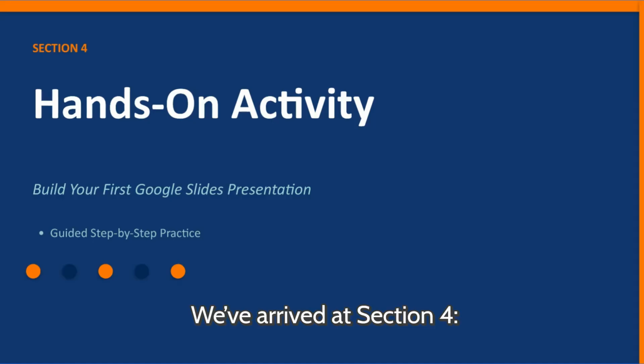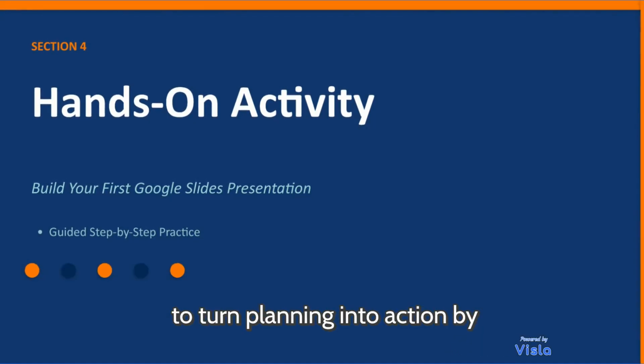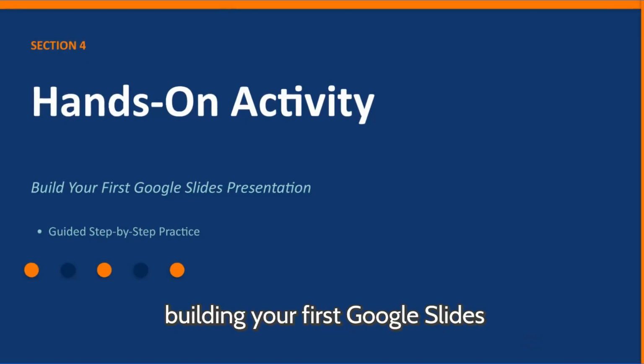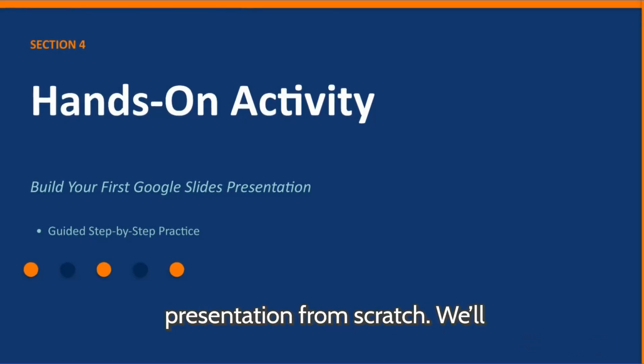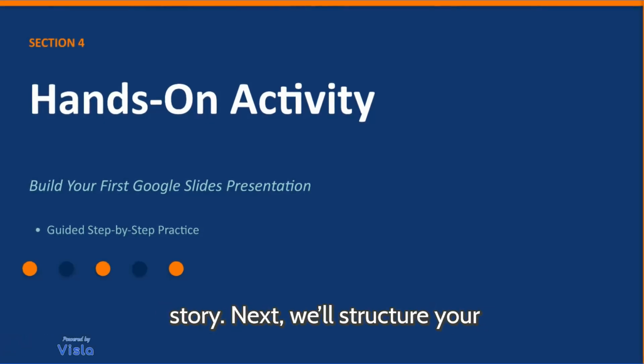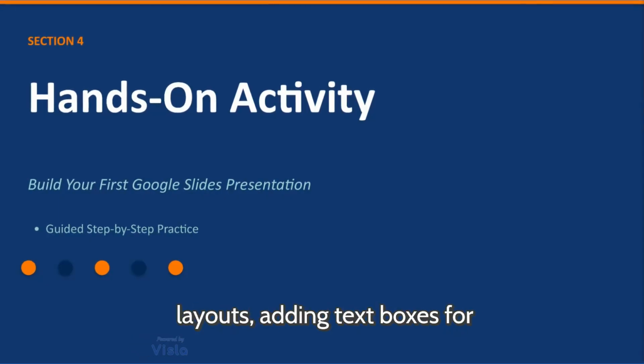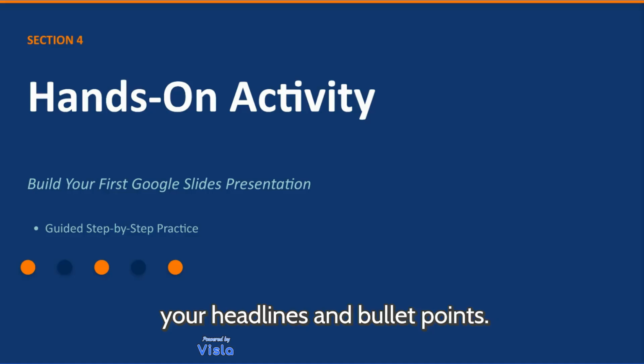We've arrived at section 4, hands-on activity. Now it's time to turn planning into action by building your first Google Slides presentation from scratch. We'll begin by choosing and applying a theme that sets the tone for your story. Next, we'll structure your deck using title and content layouts, adding text boxes for your headlines and bullet points.